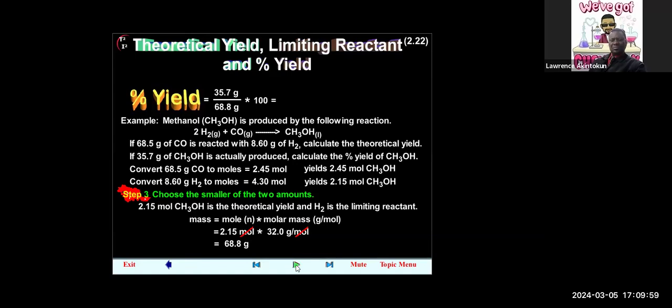All right, remember that 68.8 grams is your theoretical yield now, and 35.7 grams was given as the actual yield. So to get your percent yield, it is actual yield over theoretical yield times 100. That is what we have at the top. And that will give us a 52.0% yield.